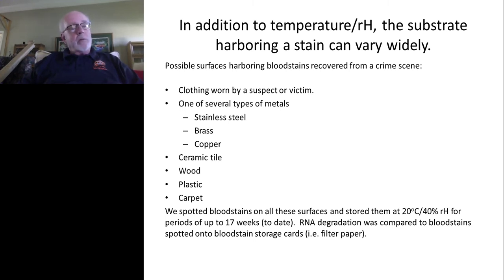So, temperature and environment. Another part of the environment is the substrate that a body fluid stain resides on or is deposited on. So we wanted to assess the effect of the substrate as well. Substrates can include clothing or surfaces: metal, ceramic, wood, plastic, even carpet. And so we created blood stains on all of these different substrates and then stored them for periods of up to 6 months in the laboratory, again, under dark conditions.